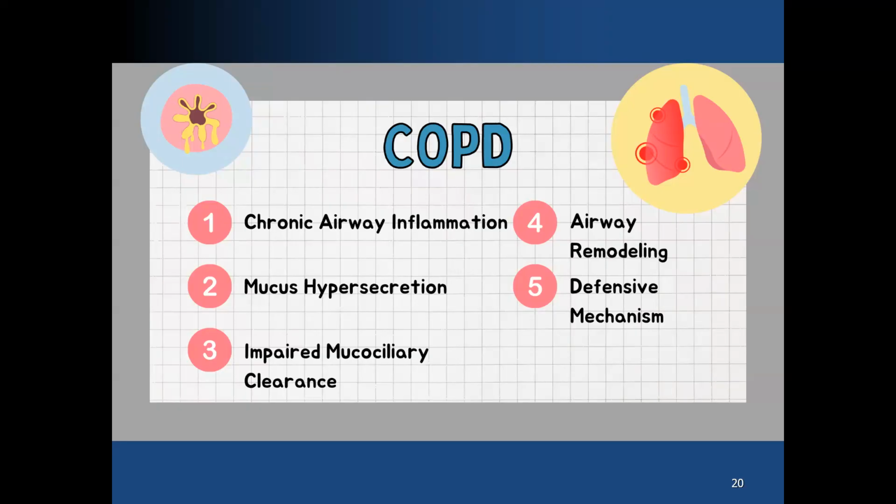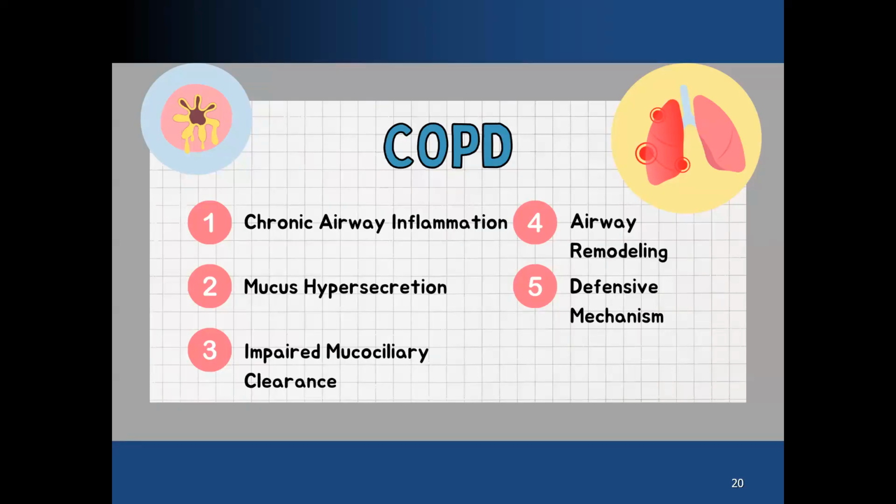Chronic irritation causes hyperplasia of goblet cells and submucosal glands, producing excessive mucus. The mucus is often thick and difficult to clear, which stimulates ongoing coughing as the body tries to expel it. This is why the classic definition of chronic bronchitis is cough and sputum production for at least 3 months in 2 consecutive years. Damage to cilia from smoking or infection impairs the mucociliary escalator, so mucus and debris accumulate. This trapped mucus further irritates the airways, creating a cycle of inflammation, mucus, and cough.